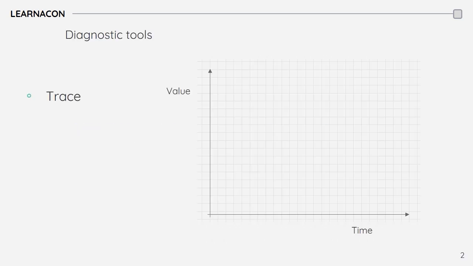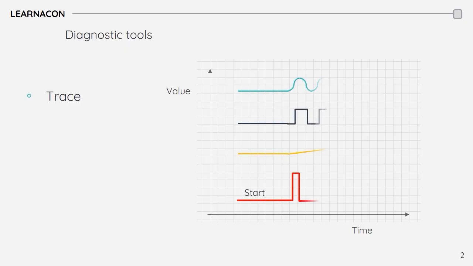Trace is a diagnostic tool that allows application programmers to record the status of one or multiple variables around a certain time or condition. For example, you can configure a trace that collects the information of multiple variables when the motor start signal has been activated. That will reveal which actuator is working as expected and which one is not.